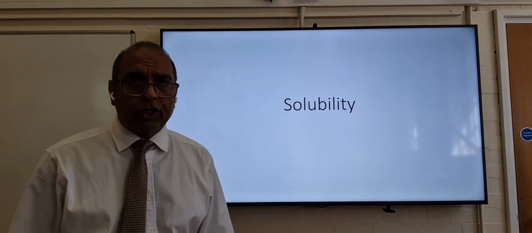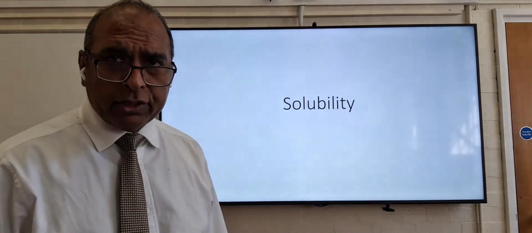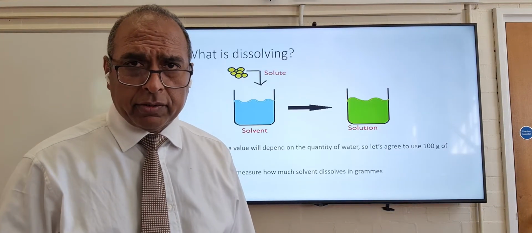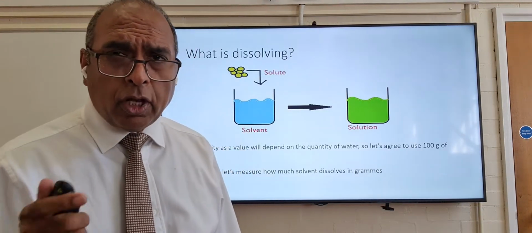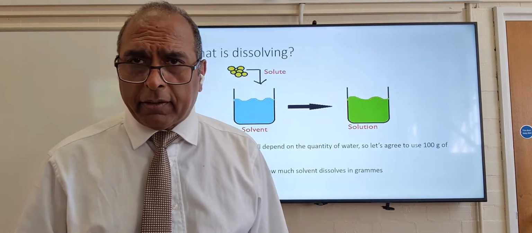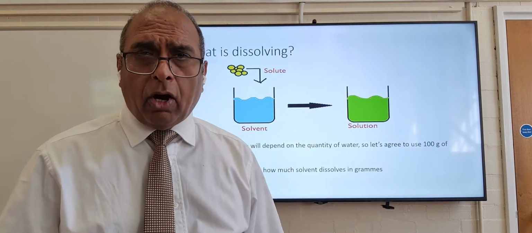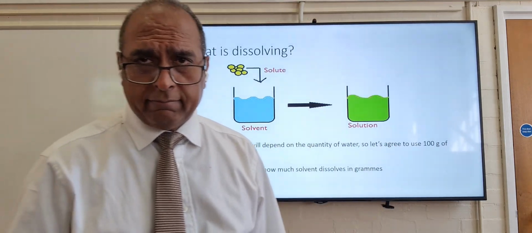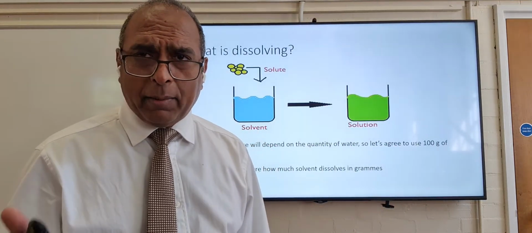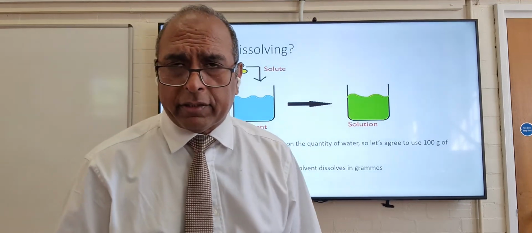Topic on solubility. Let's discuss some terms. Solvent is the chemical that will do the dissolving. Often the solvent is water. Solute is the chemical that dissolves into the solvent.